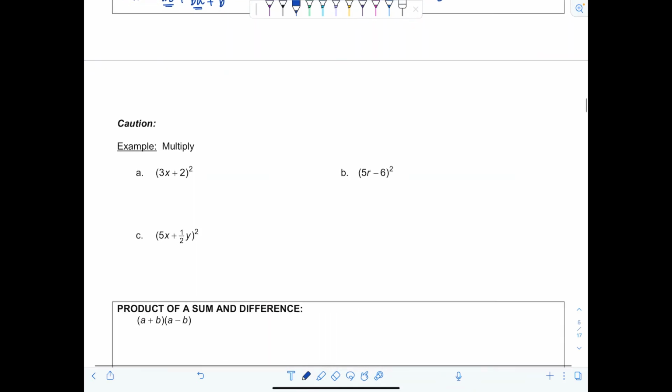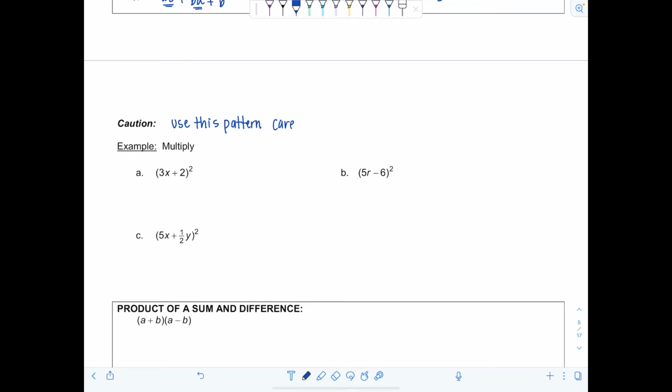Okay? So caution, use this pattern carefully. If not, expand. That means write it out twice and FOIL. If you just can't be trusted.